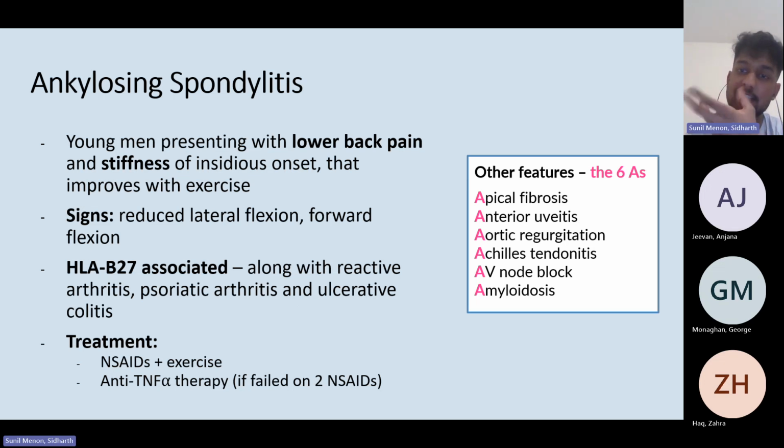You'd get well-formed syndesmophytes in the X-rays. And that's not in the images, so I can't really show you that right now. Management: stop smoking, NSAIDs, exercise, as it says there. Physiotherapy, you encourage swimming. That's a common thing.